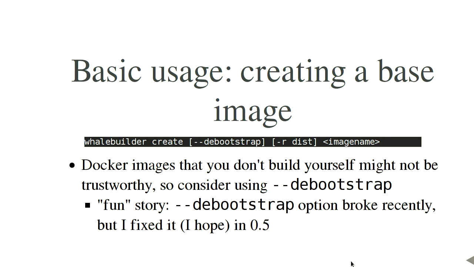So to create an image, you use this command, WhaleBuilder create. And you can either base it off of an existing Docker image, which you either pull from somewhere on the internet or that you build locally. You can specify the distribution that you want, so either sid or testing or whatever. And then you give it a name.